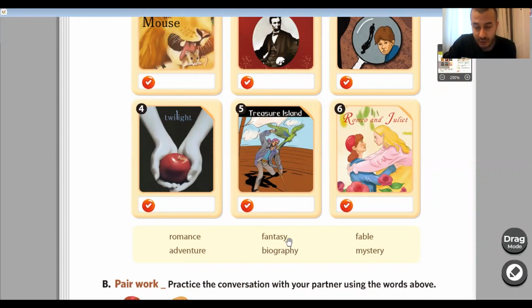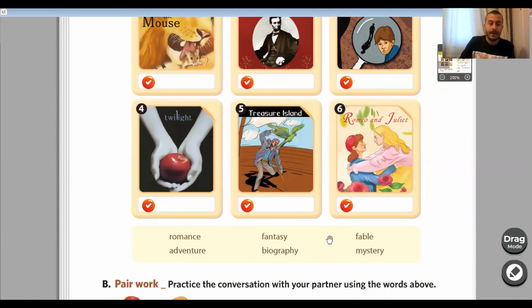We have the next word, which is fable. A fable is a short story with animals as characters. It conveys a moral. A moral is a lesson you learn from the experiences you had in your life. I repeat, a moral is a lesson that you learn from the experiences you had or you will be having in this life.